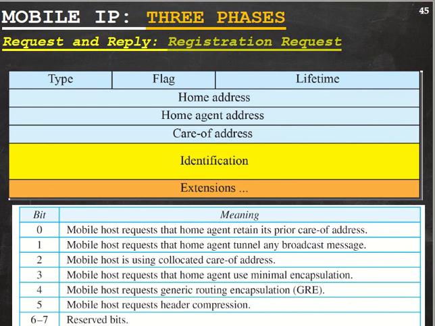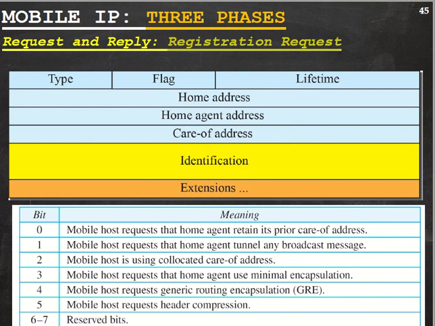The next one is home address. This field contains the permanent address of the mobile host, that is the initial address, the first address. Next one is home agent address. This will contain the address of the home agent, so the home agent address will be specified here. Next one is care of address. This field is the temporary or second address of the mobile host. So when it moves from the home network to the foreign network, the address that has been given will be in this field, which is called the care of address.